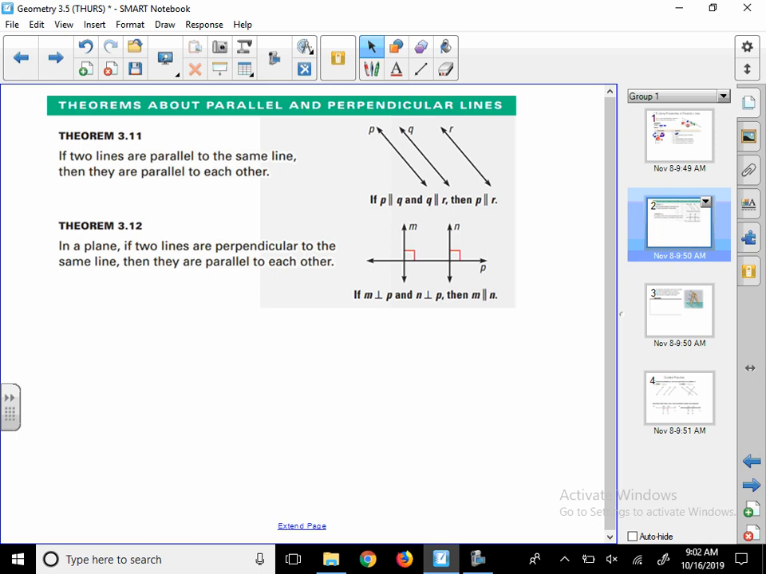So what that's saying here, in my picture, if line P is parallel to line Q, and line Q is parallel to line R, then P and R have to be equal, or parallel to each other, not equal. Okay, which hopefully that makes sense.